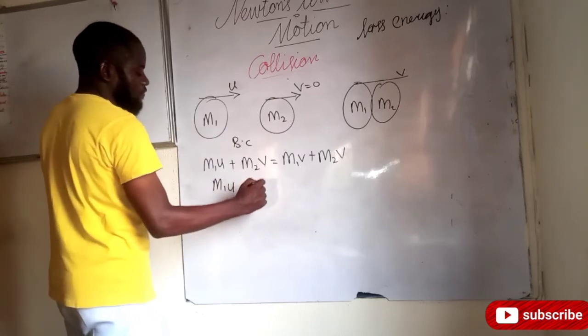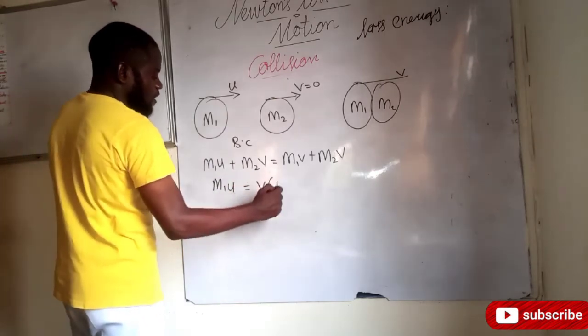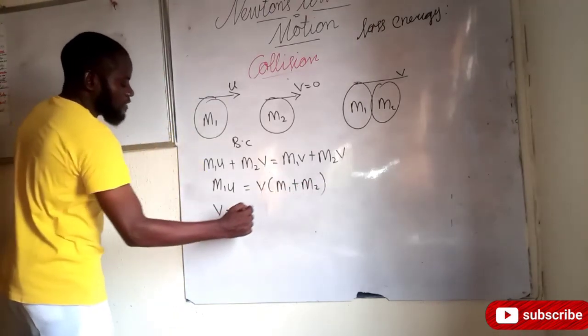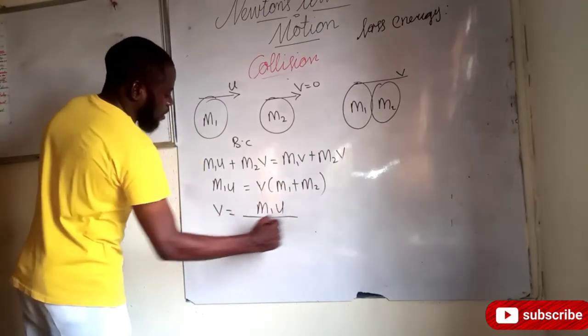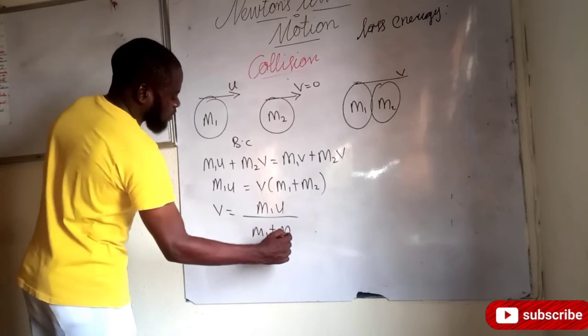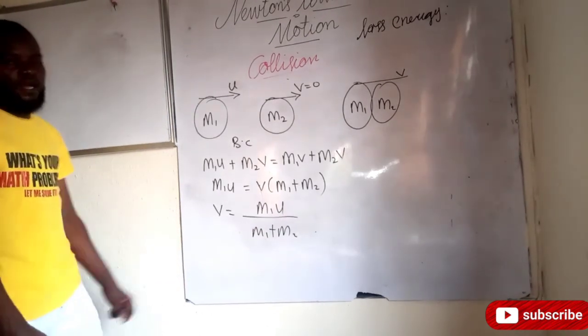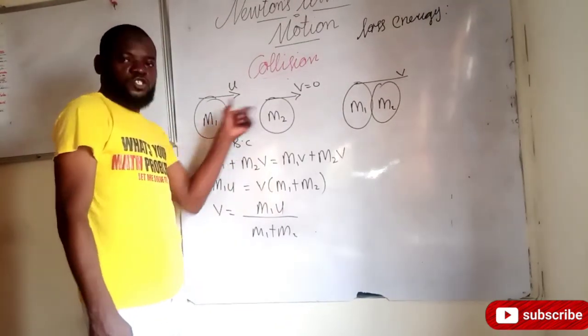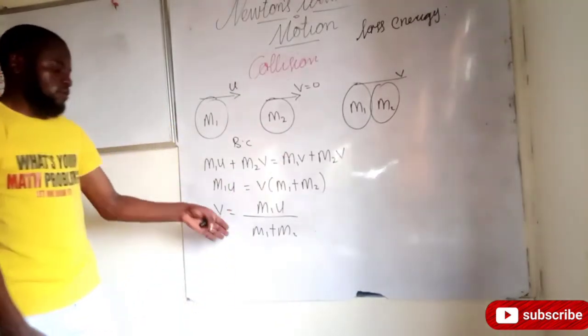So this will become m1u, because the stationary velocity is 0, then this one will become 0. So I'll then have v into (m1 plus m2). So v now is m1u all over m1 plus m2. And this is case 3 now, whereby a body in motion collides with a stationary body. So that's it about that.